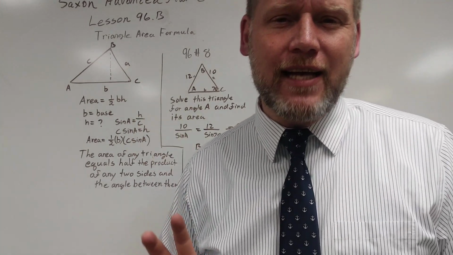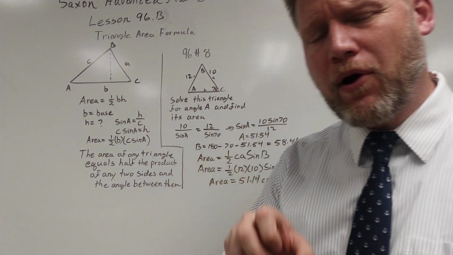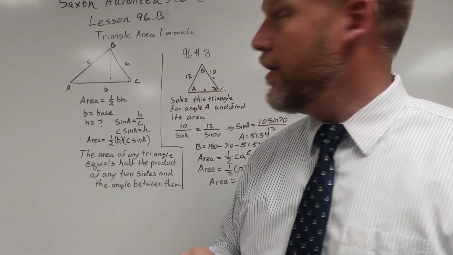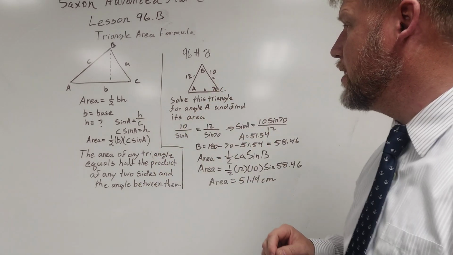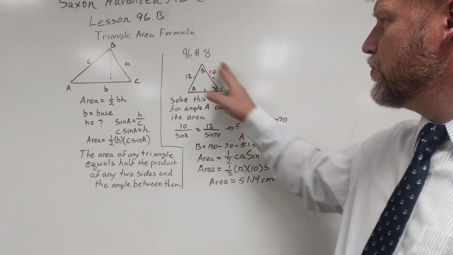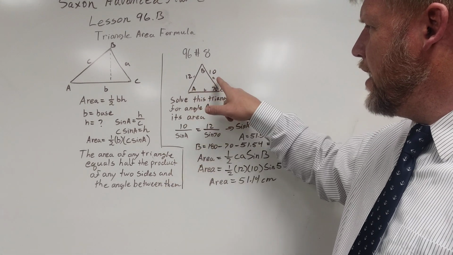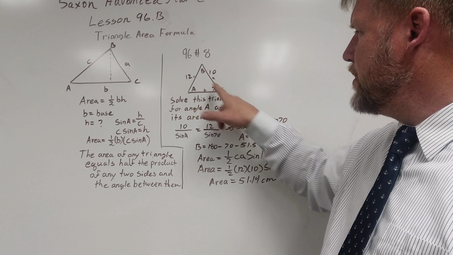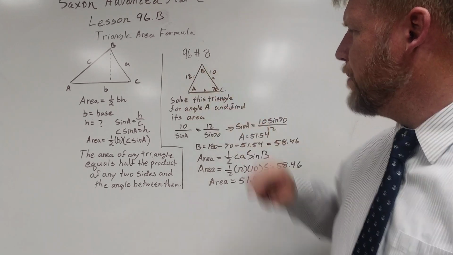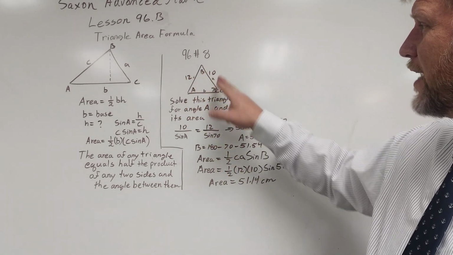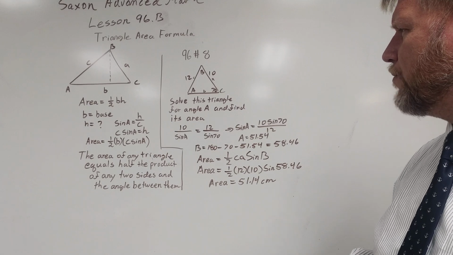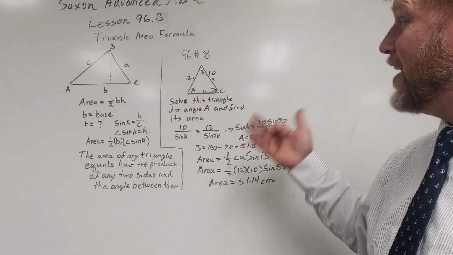Now, the book doesn't have an example on that, so I'm going to pull one of the problems out of today's lesson, and that's number 8. So this is 96, number 8, and I just redrew this. My triangle isn't perfect, but you'll get the idea here. I've got A and little a, cap C and little c, and cap B and little b. And I have 12, 10, and 70. They say solve the triangle for angle A and find its area.